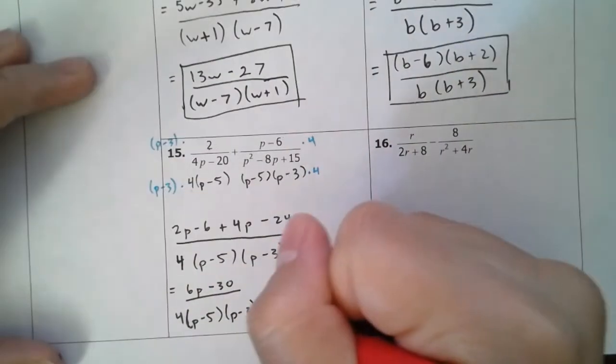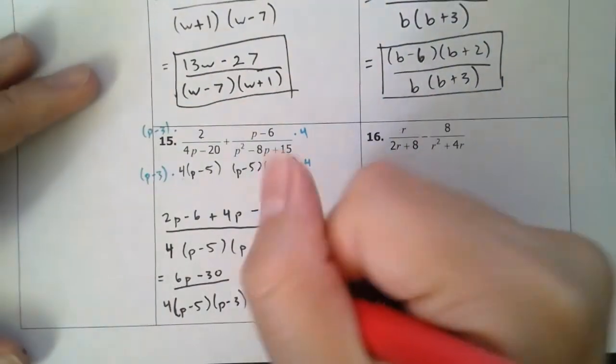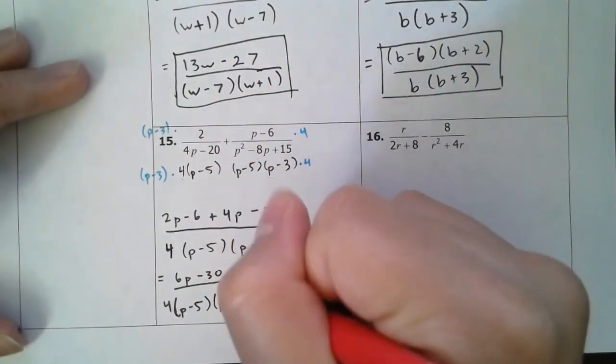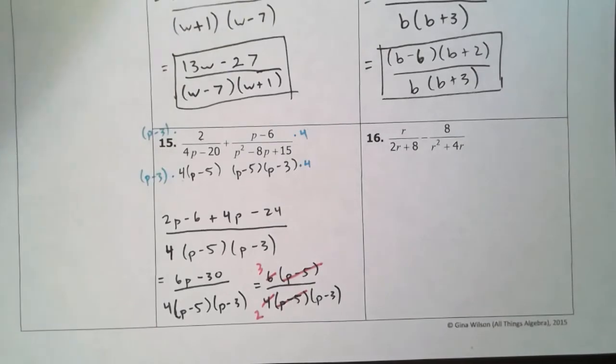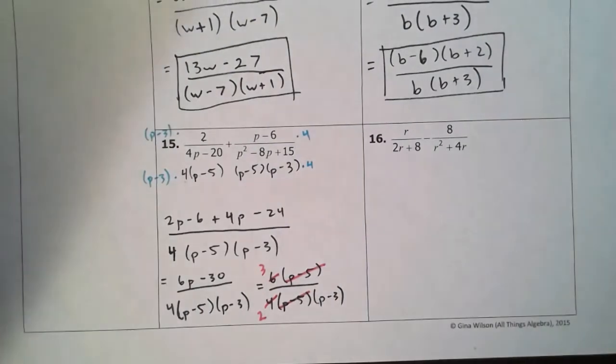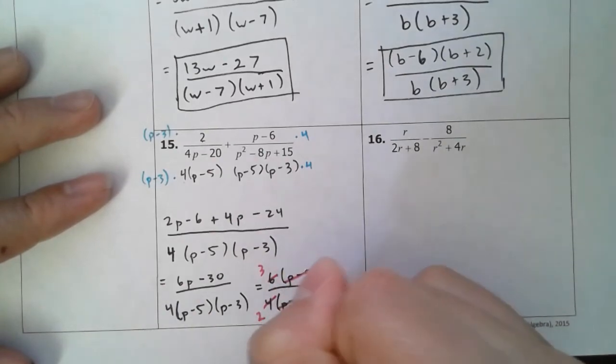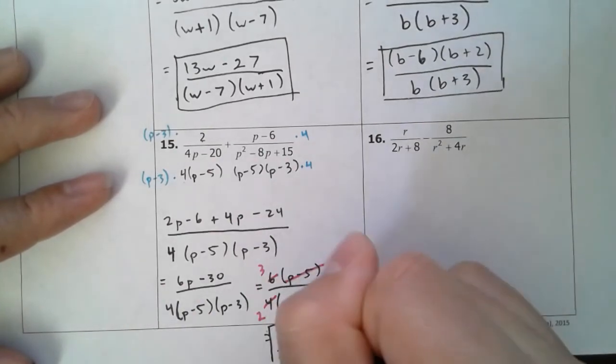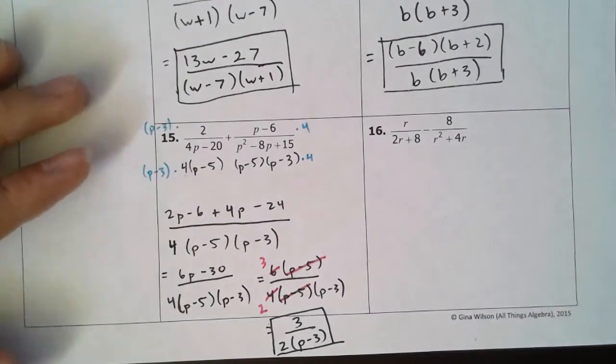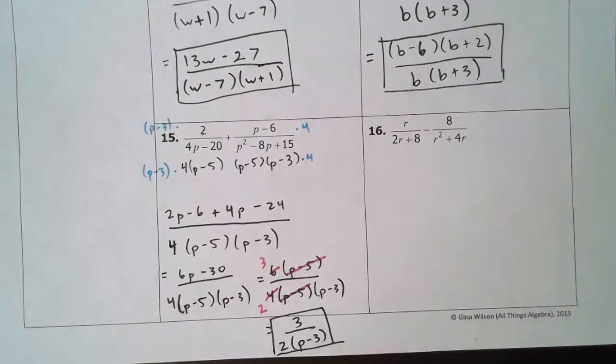I can cancel these out. 6 over 4, this becomes 3 over 2, and I think that's going to be it. Yeah, so I get 3 over 2 times p minus 3. That's my final answer. Okay, last one.